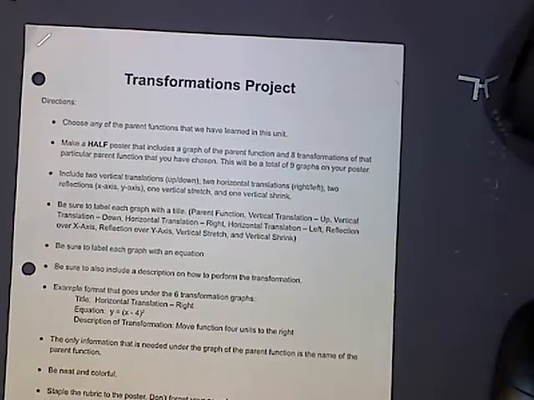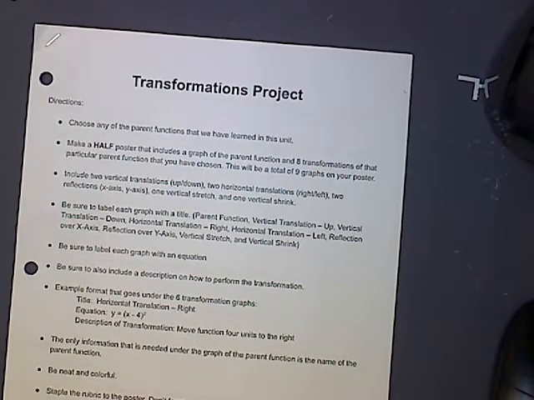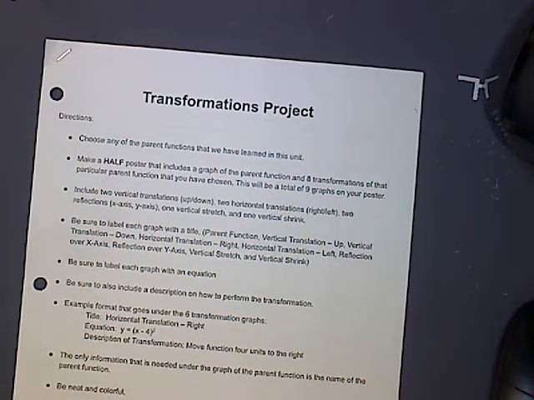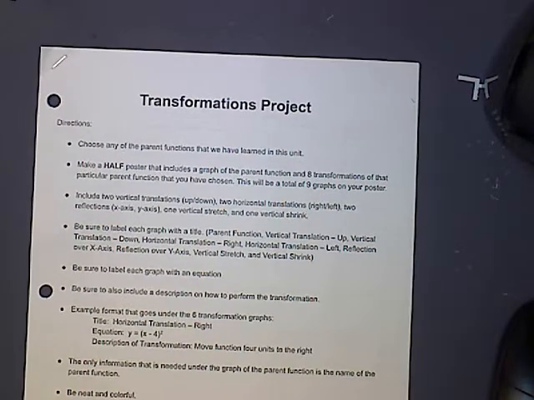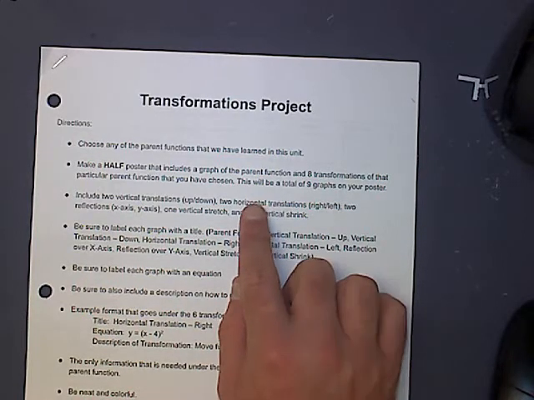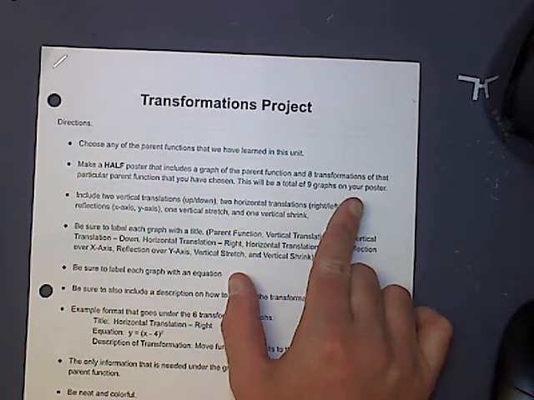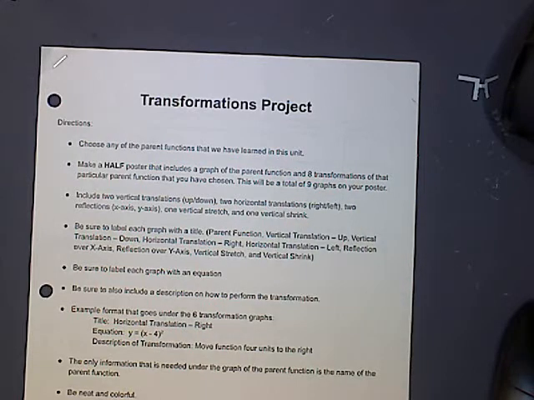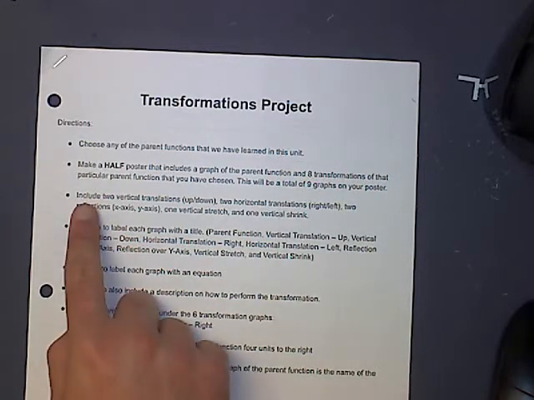Okay, next thing, I do want to go over our transformation project. I posted it yesterday, but we didn't go over it, so I'm going to read these directions to you. It says choose any of the parent functions we have learned in the unit. That is up to you. You can choose quadratic, cubic, absolute value, square root. Just choose one of them. Make a half poster that includes the graph of the parent function and 8 transformations of that particular parent function. That means there will be a total of 9 graphs on your poster. Don't get a whole sheet of poster, do a half sheet.